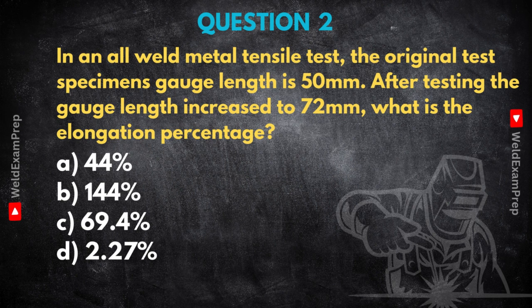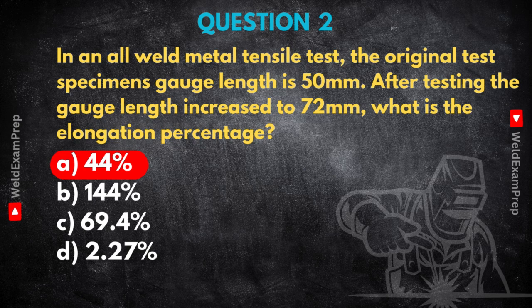Right. The correct answer here is A, 44%. Can you walk us through how you get that? Sure. It's actually quite a straightforward formula. Elongation percentage basically measures ductility, how much something can stretch before it breaks. The formula is, you take the change in length, divided by the original length, and then multiply by 100 to get a percentage. Makes sense.